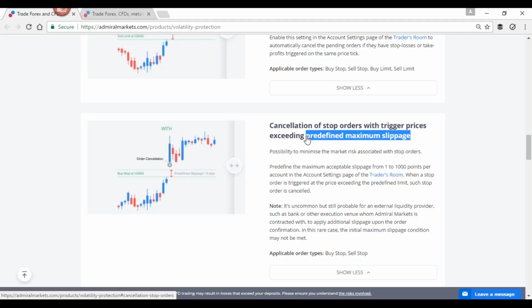The order is canceled. Forget the pending orders. If there's a maximum slippage exceeded, the whole order is canceled. All right, so that's the difference between the first and third. Both have a predefined maximum slippage. The first one, however, if it's exceeded, there will be a pending order. The third one, the whole thing is canceled.